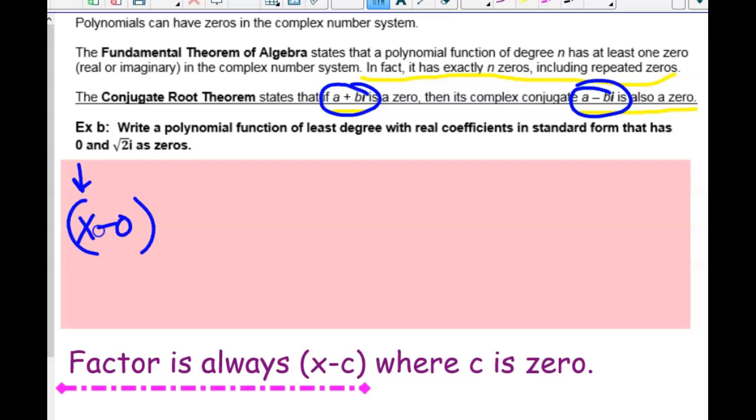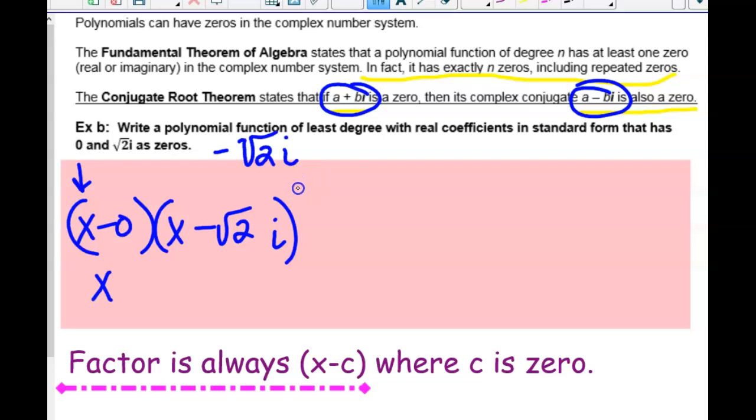Just x minus 0, or x, guys, yes? Okay, if I have square root of 2i, I would have x minus the square root of 2 times i. That's really gross. And what else would have to be a 0? If square root of 2i is a 0, negative square root of 2i would also have to be a 0. They have to come in conjugate pairs. Are you getting that? And if it was x minus that, it would become plus square root of 2i.